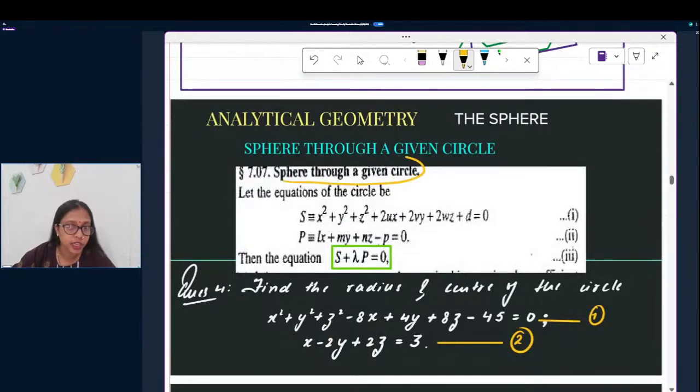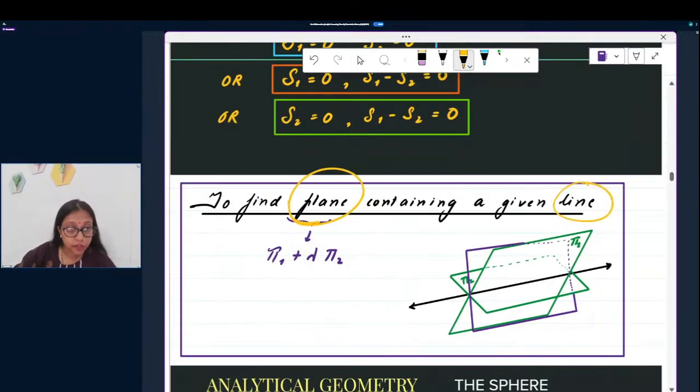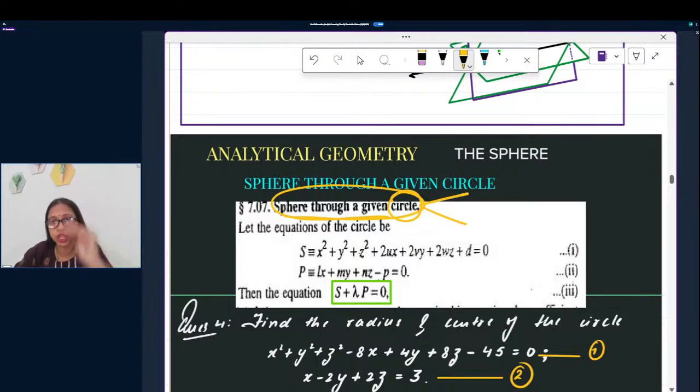Equation of a sphere through a circle depends upon how the circle is given. Equation of a plane containing a line depends upon how the equation of the line is given. If I already have two surfaces passing through that line, let's say pi 1 and pi 2, then the plane can be obtained by pi 1 plus lambda pi 2. If the circle is given in the form of the intersection of two surfaces, S1 and S2, one can be the sphere, the other can be the plane, then the sphere passing through it is given by S1 plus lambda times S2.